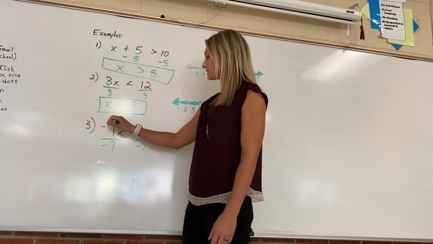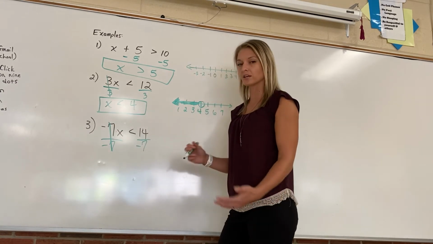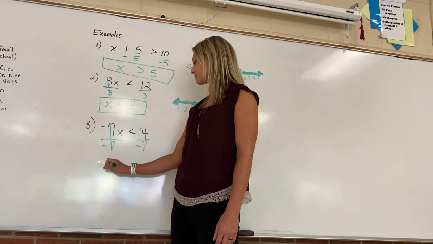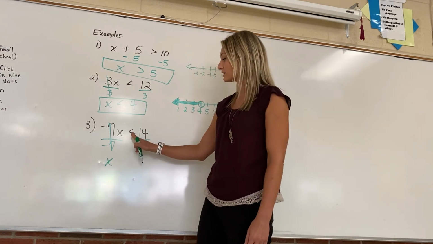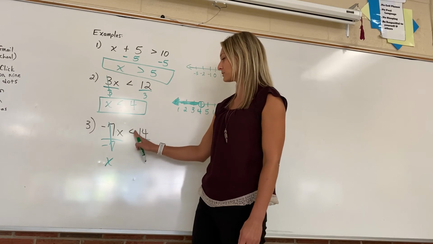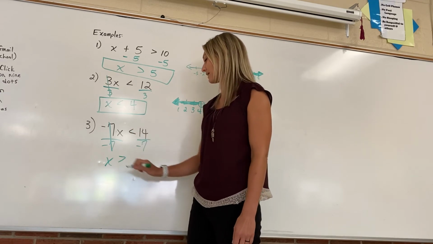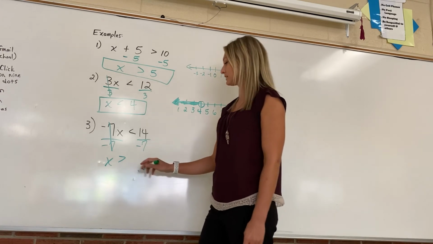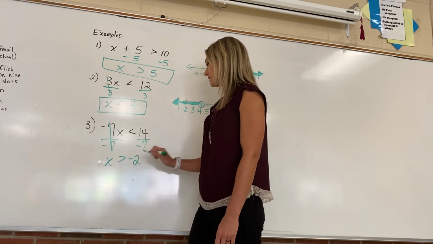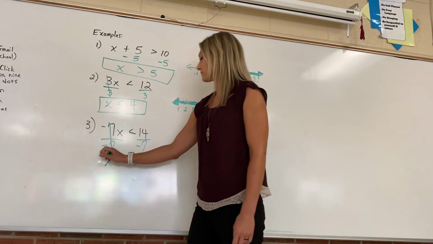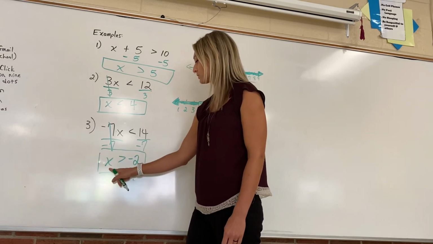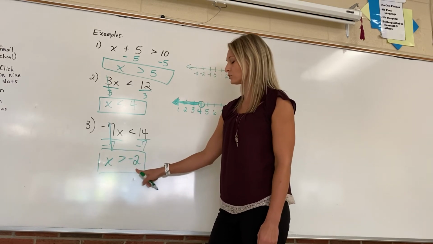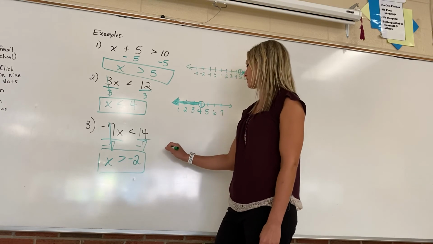So when we do this, the -7 over -7 would be 1, and then my x comes down. And then because I've divided by a negative, I have to flip that. So that will actually become a greater than symbol. And then I figure this out. So 14 divided by -7 is -2. So that means any number that's bigger than -2 will work in that inequality.